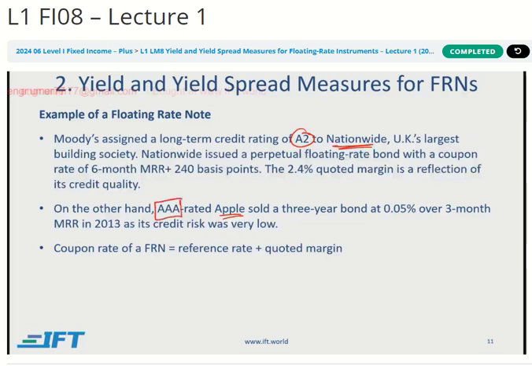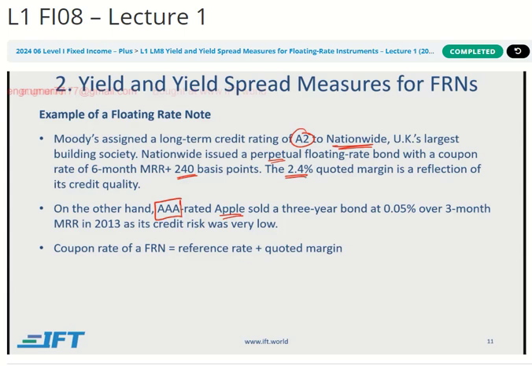So UK's largest building society, Nationwide, issued a perpetual floating rate bond. Perpetual means that it has no maturity. It's just going to go on forever. A floating rate bond with a coupon rate of 6-month MRR plus 240 basis points or 2.5% quoted margin. That's a significant margin, right? That's a significant margin. And why? Because it's a reflection of its credit quality.